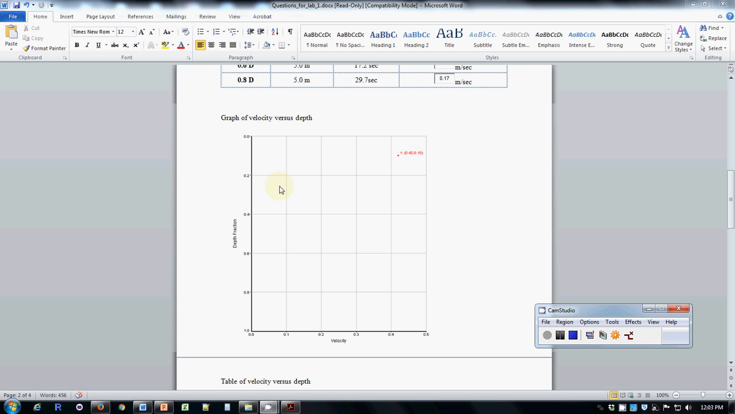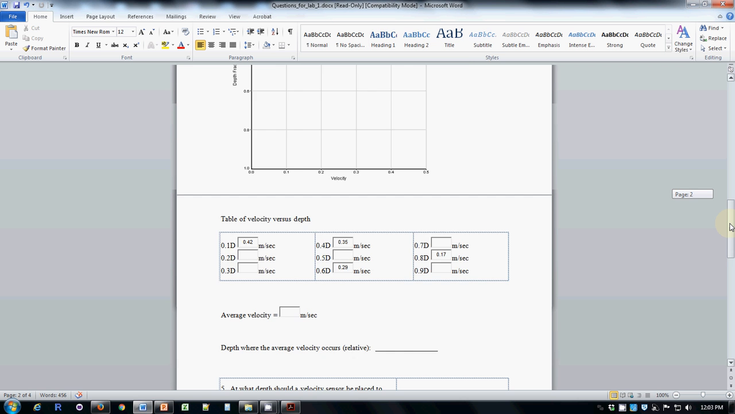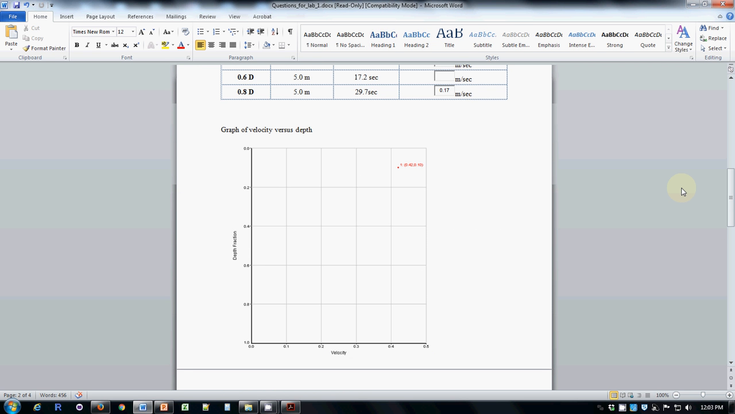And conversely, if you want to know how deep 0.6d is, you would multiply 0.6 times the total depth of the stream. So if you need to find 0.6 times the depth, and the stream happens to be 12.5 meters deep, you'll multiply 0.6 times 12.5 meters.